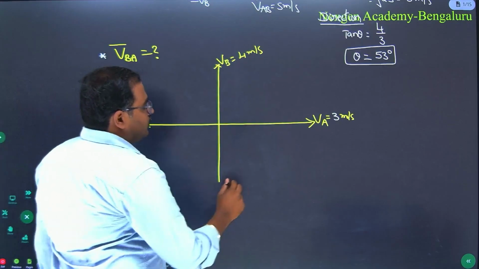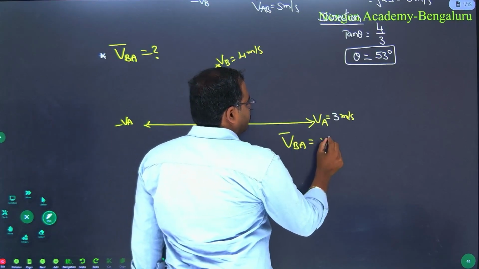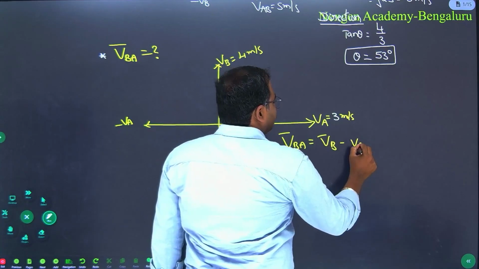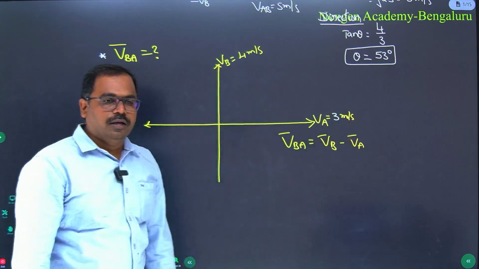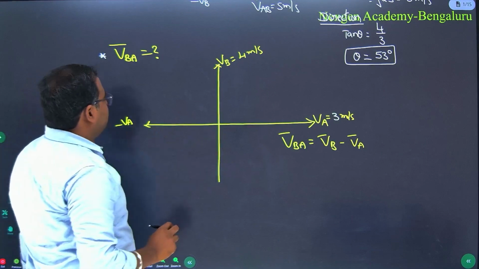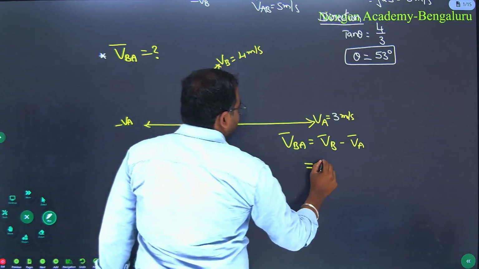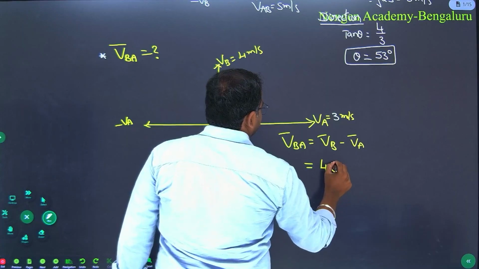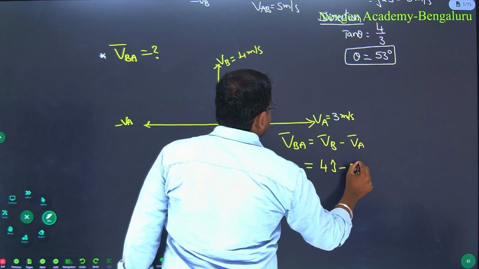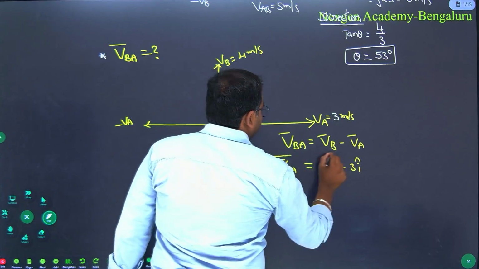What is the formula for VBA? VBA is equal to VB minus VA. Then look at this: VB minus VA, here VB is equal to 4 J cap, VA is equal to minus 3 I cap. Vector wise, this is vector notation.